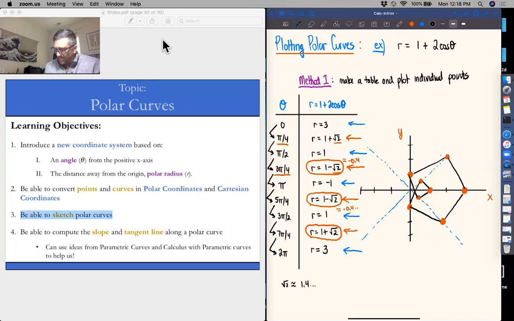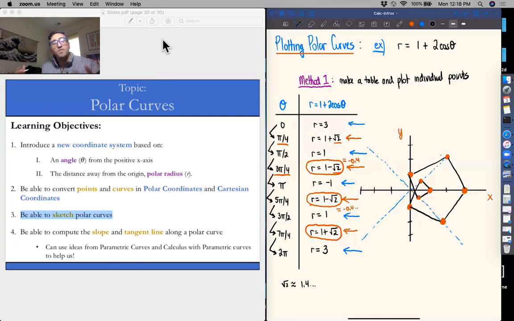So this is a really crude sketch of what this polar curve looks like. Again, we've used straight lines just because we only have a couple points that we're really connecting through. If we wanted to make a smoother or more curvy sketch, we could have added more angles in between, say, 0 to pi over 4, pi over 4 to pi over 2, and so on.